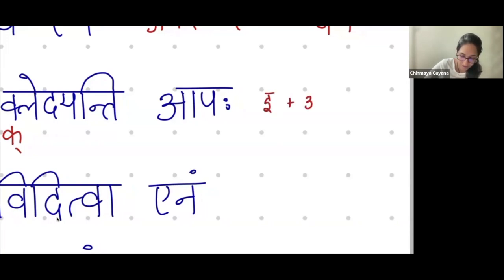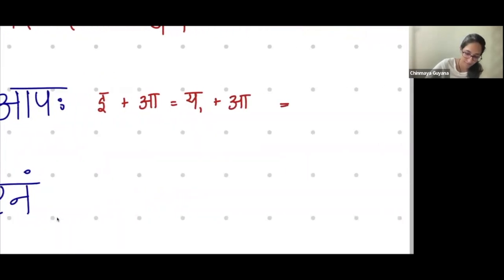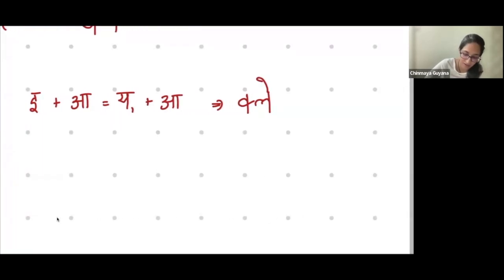The E plus a is going to become yahalant plus a. Then what you're going to get, clay. I hope you can see the kahalant now. Anyways, it wouldn't have affected your answer. So you just get the word right now.